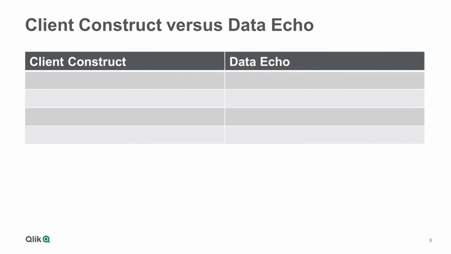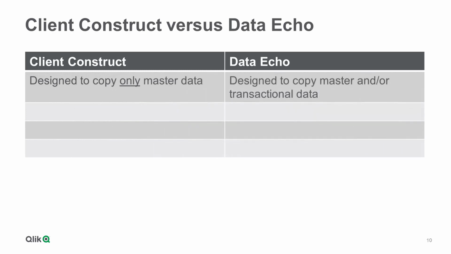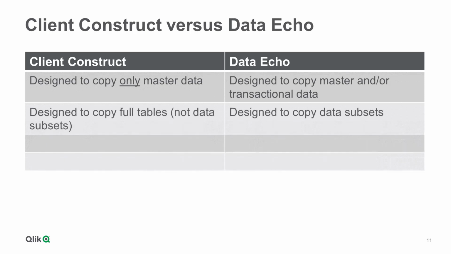Client Construct differs from the Data Echo component in the following ways. Client Construct is designed to copy only master data, whereas Data Echo copies master and/or transactional data. It is not possible to copy a subset of data using Client Construct, as it is designed to copy only full tables. Data Echo must be used to copy data subsets.